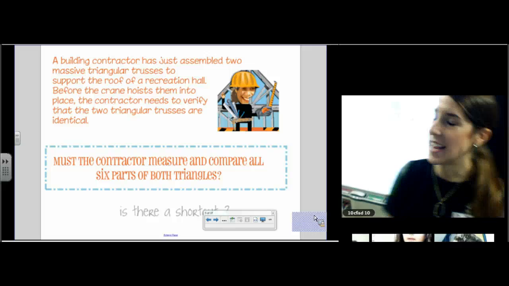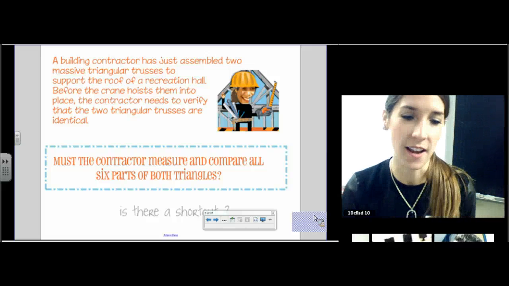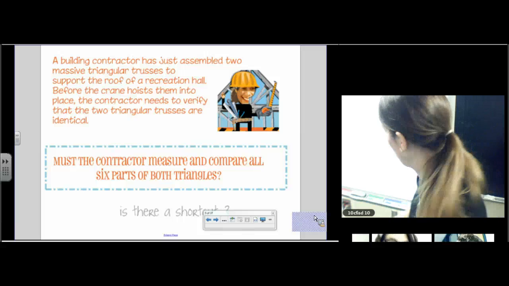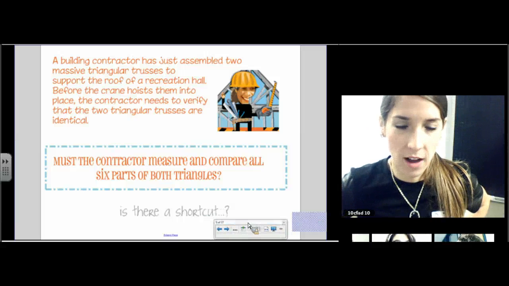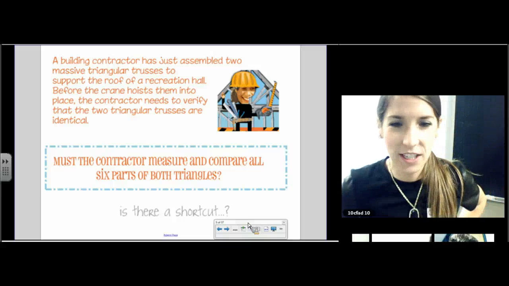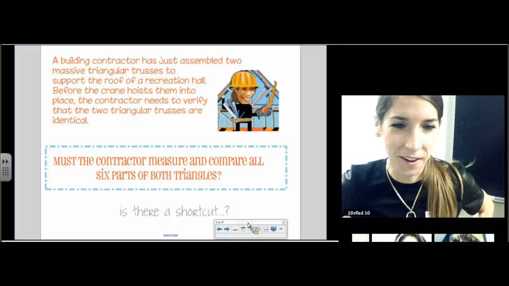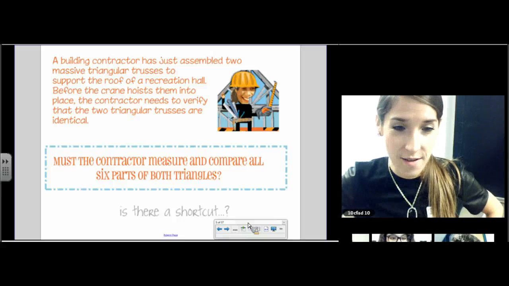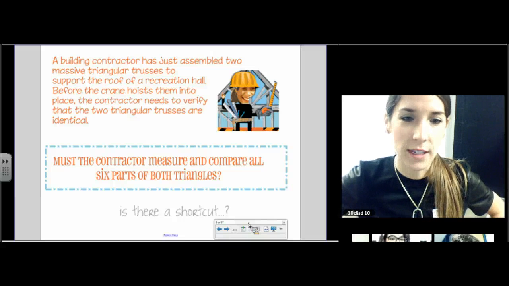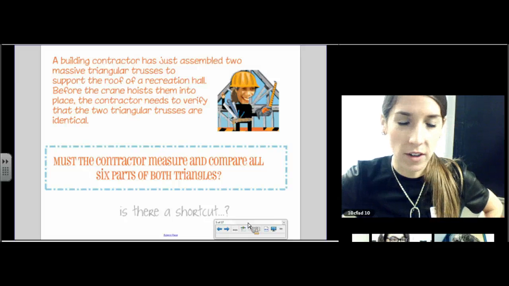So this next slide is an intro into today's lesson. What are we learning and why do we care? So in this situation, we've got a building contractor. I guess that's a girl. I see some long hair. It looks like a girl. And they have just assembled two massive, I like that word, triangular trusses to support the roof of a recreational hall.